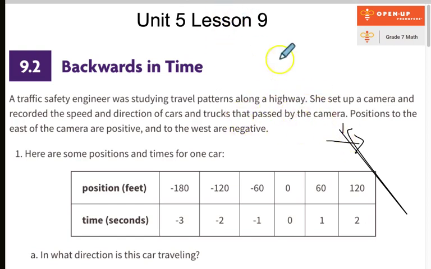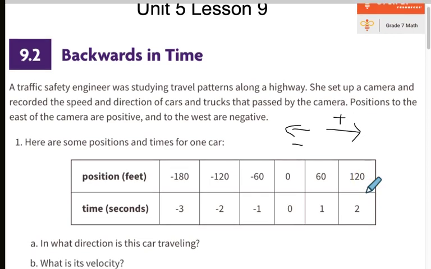And if they go west, let me erase that. Let's see, east are positive, and if they go west, they are negative. Here are some positions for one car. So 0, 0 is when the car is right in front of the camera, so it wouldn't have any speed. If they're going this way, it's positive. If the car is traveling this way, it's negative, or depending on which way the camera tracks their speed.